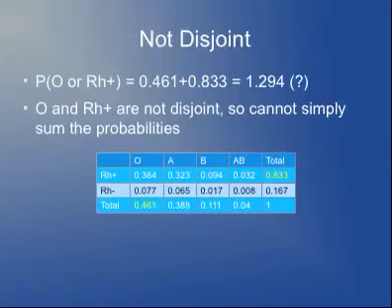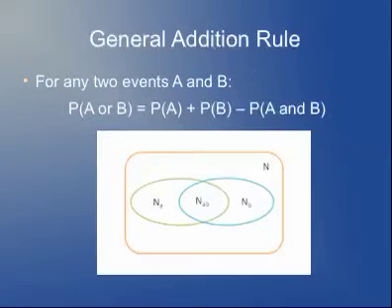And just to illustrate the fact that the addition rule doesn't work if two events are not disjoint, if you wanted to find the probability that a person has type O blood or they are Rh positive, if we were to just blindly sum them together, we get 1.294, which is obviously wrong because we can't have probabilities greater than 1. So in this case, since the two events are not disjoint, you can't just sum the probabilities. I'll show you how you compute the probability in this case in a minute or two. In fact, I will do it on the very next slide.